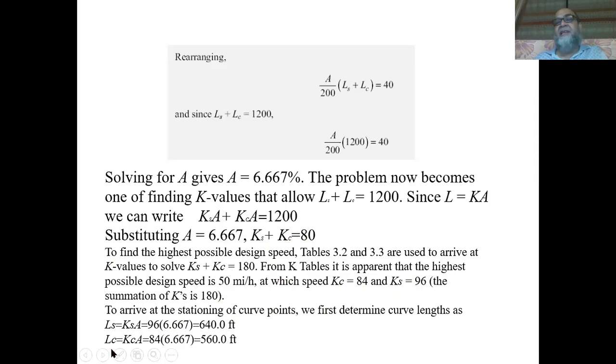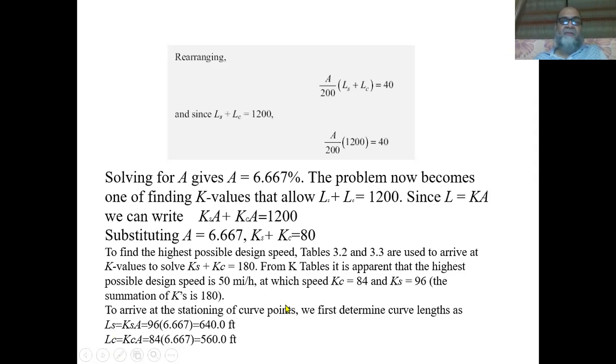So once you know the values of Ks and Kc, you can always find the length of the sag curve and the length of the crest curve. Now the problem becomes much easier. You must realize why we need the fundamental knowledge of the curve. By using this fundamental knowledge, we can always solve complex highway problems like this with just a few equations and assumptions.